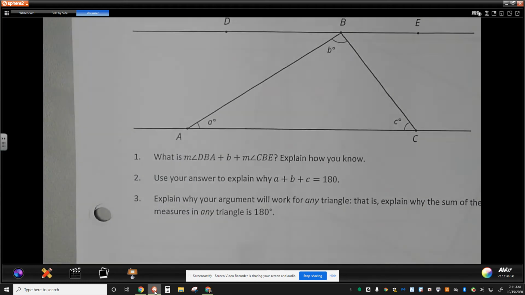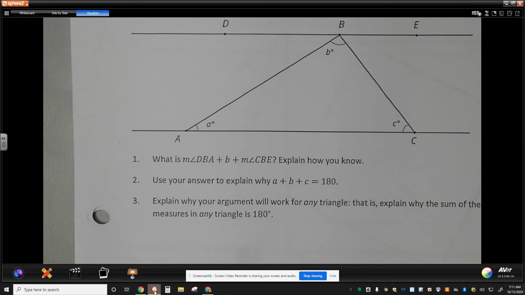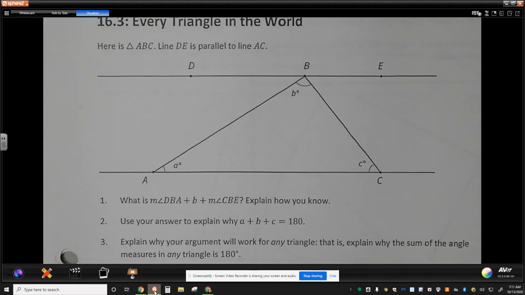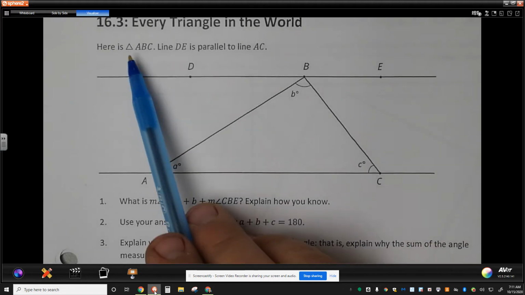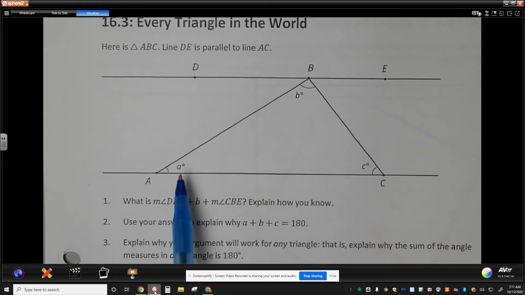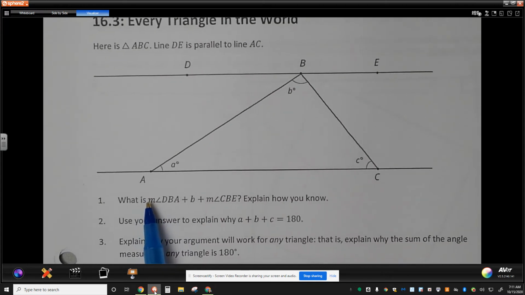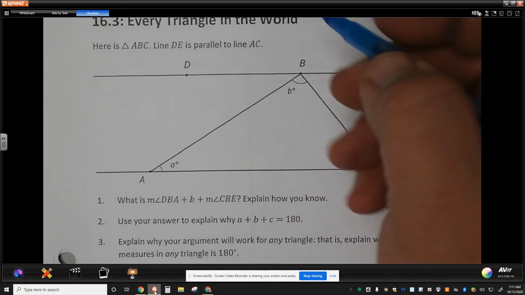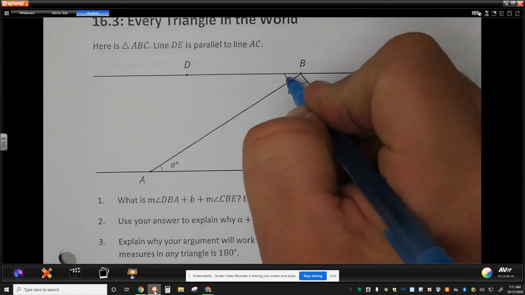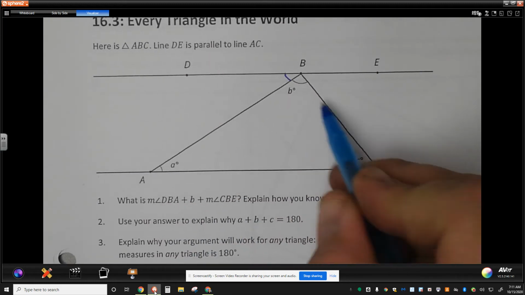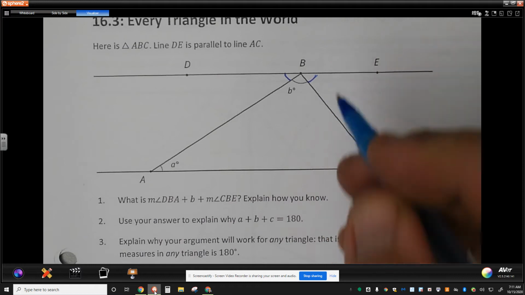All right, let's go ahead and put this into practice. So every triangle in the world, no matter what triangle we have out there in the world, we can apply the same principle. Here we have triangle ABC, where line DE is parallel to line AC. The question is asked, what is the measure of angle DBA? So I want to know what is the measure of this angle plus the measure of angle B plus the measure of angle CBE, and explain how you know.